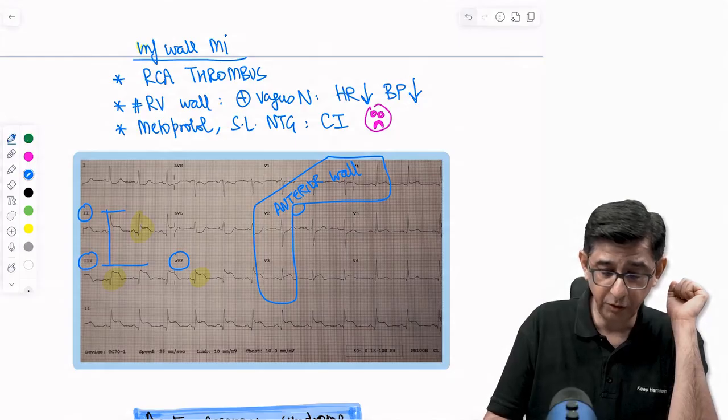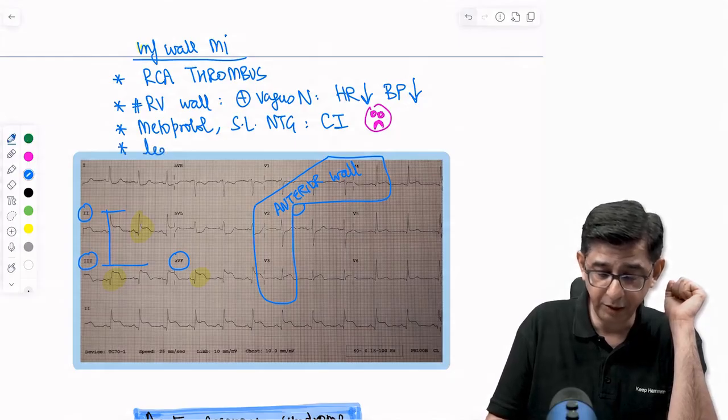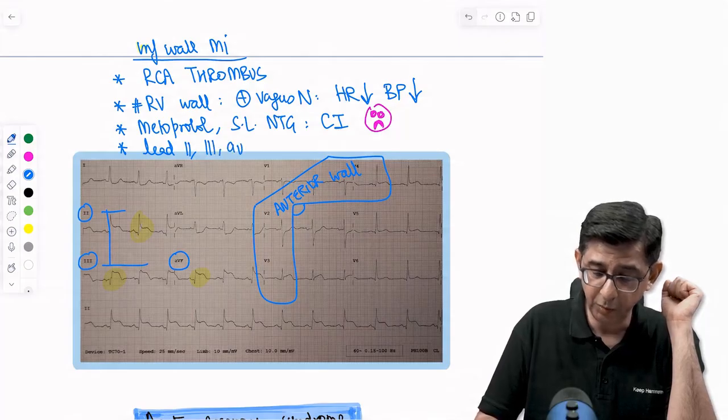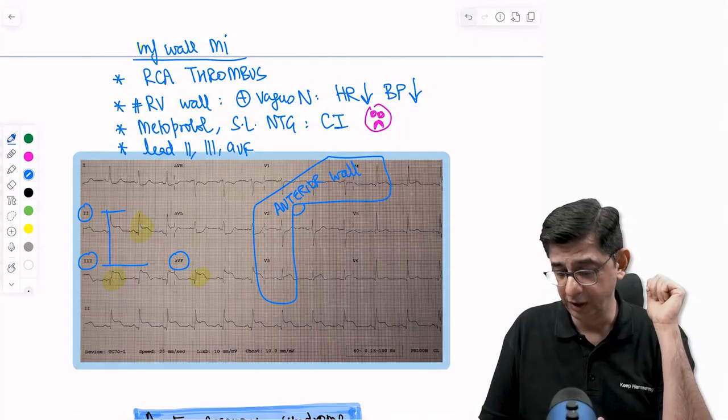Where should your eyes go? Your eyes should go to the following leads, lead number 2, lead number 3 and lead AVF, which is classical for this condition, and you will be able to identify either ST elevation or ST depression in this patient.